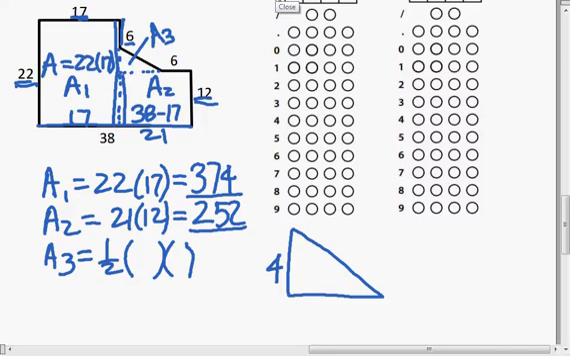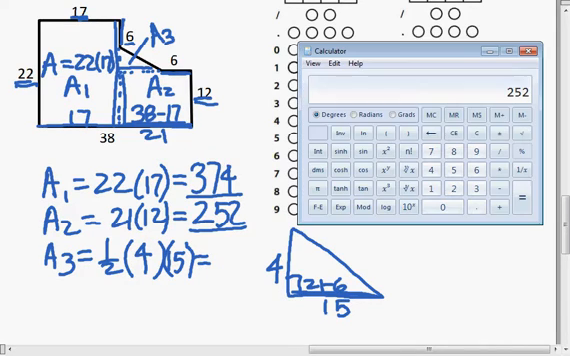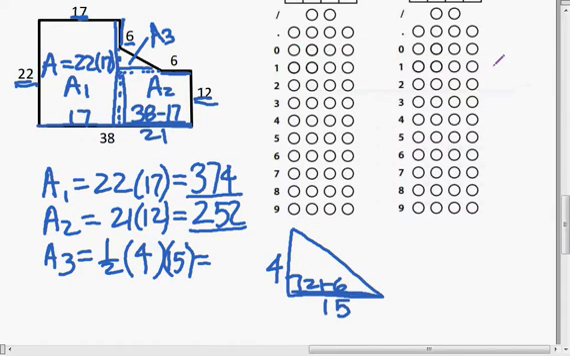And for the base of my triangle, this distance along here, I know this side of my rectangle here is 21, and I know this is 6. I know this distance is 21 minus 6, which is 15. So I've got my triangle. It is a right triangle, and my area is 1/2 times 4 times 15. In my calculator, I'm going to do 4 times 15 divided by 2. Instead of multiplying by 1/2, I divide by 2, and I get 30.